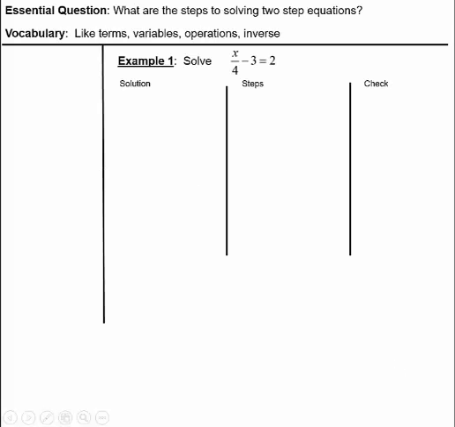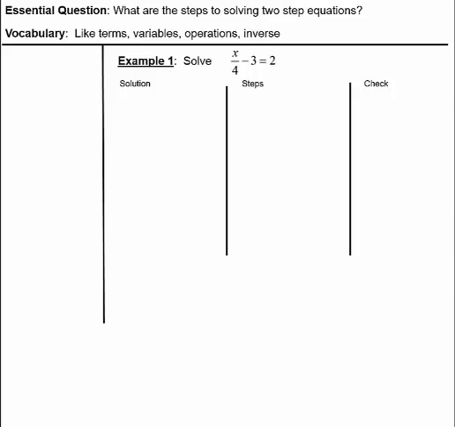So let's take a look at our essential question. The essential question: what are the steps to solving two-step equations? Some vocabulary terms you should be familiar with are like terms, variables, operations, and inverse. We will be using all of these terms in solving the next 2 problems.